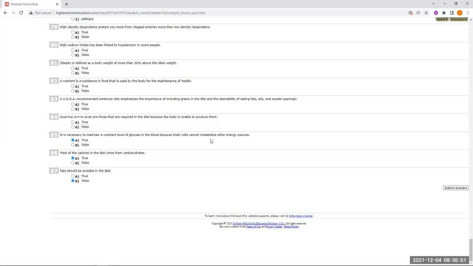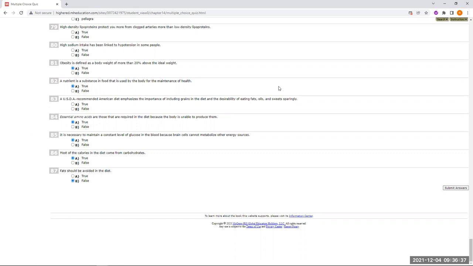Essential amino acids are those that are required in the diet because the body is unable to produce them. Is that true? Yeah, that's why they're called essential. They're called essential because of the fact the body cannot produce them. All right, two more. A nutrient is a substance in food that is used by the body for the maintenance of health. Is that true? Yes, sir. It surely is. Well done. And obesity is defined as a body weight of more than 20% of the ideal weight. That according to the definition is indeed true.